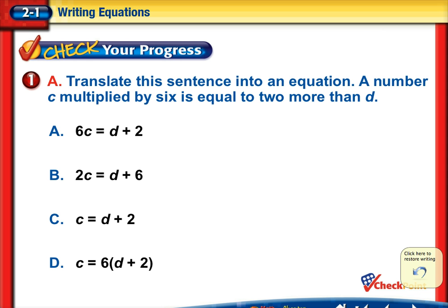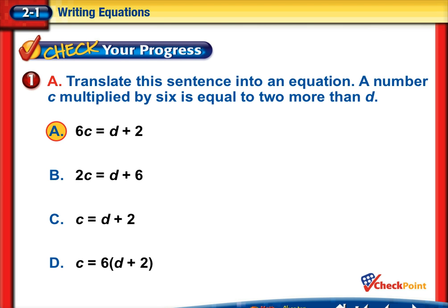Tell me, what is the answer? Translate this sentence into an equation. A number C multiplied by 6 is equal to 2 more than D. A, B, C, or D. Just keep your thoughts for a moment, and then we're going to be in sync, and you tell me what the answer is right away. Okay, ready? 1, 2, 3. What's the answer? A. Indeed.